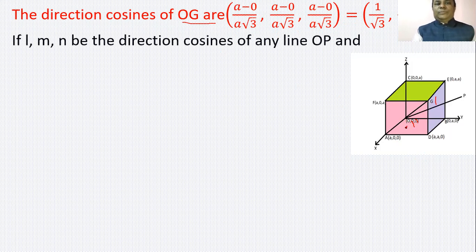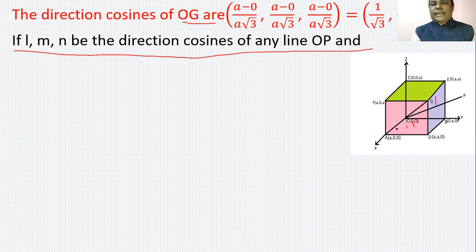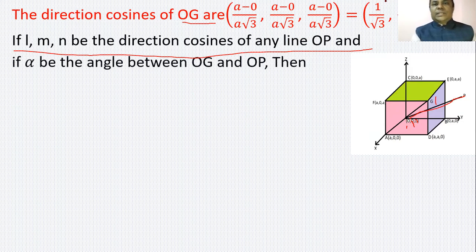Likewise, we have to get the directional cosine of OP. Everyone, you can see here. You can write down, let L, M, N be the directional cosine of line OP. Line OP is this, so its directional cosine is L, M, N. For line OG we also got the directional cosine 1 by root 3, 1 by root 3, 1 by root 3. And the OP line directional cosine is L, M, N.